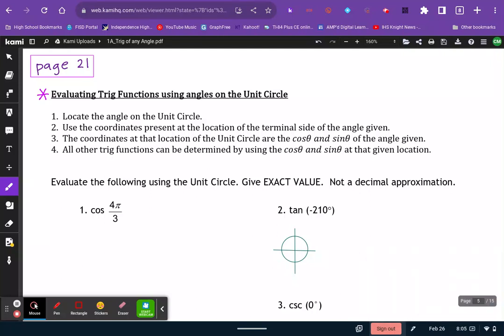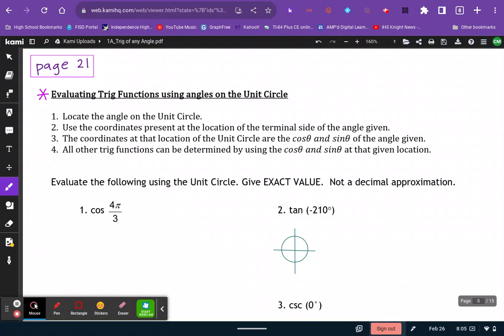Evaluating trig functions using angles on the unit circle. You will want to make sure to have a copy of your unit circle that's filled in, complete, close by so that you can use it while we go through this page and answer the questions that are asked on page 21 in your packet.